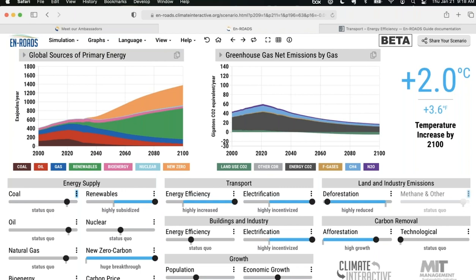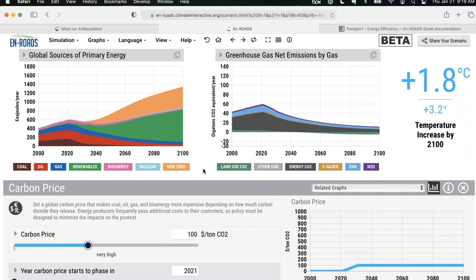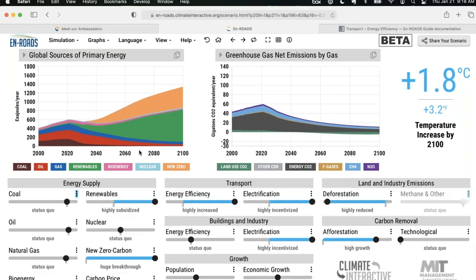So we could do that through two different strategies. We could say, well, what if there's even a $100 carbon price? Let's see what impact that would have. That will really push things down even further. And look at that, that took us down to below 2 degrees.